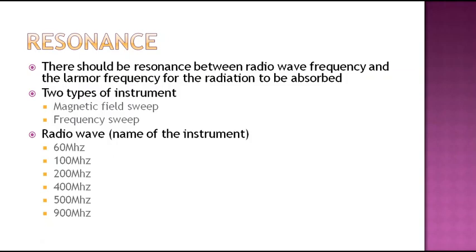If it is a very small molecule, a 60 megahertz instrument will serve your purpose. You need not go for 900 megahertz. If your molecule is bigger and complicated, when there is overlap of signals, then you have to go for a higher frequency instrument. That is one way.